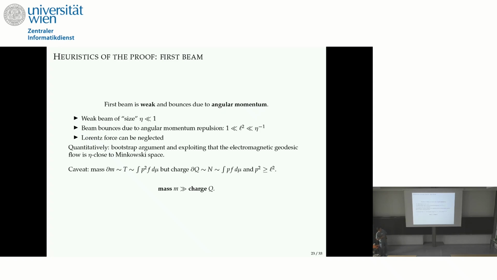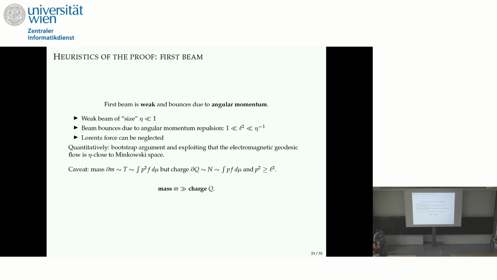The caveat, however, is that the mass which you inject will be much larger than the charge. This has to do with the fact that the mass is sourced by the energy momentum tensor, which has quadratic weights of F, and the charge is sourced by the particle flux, which has a linear weight in F. If you have large angular momentum, then the quadratic weights are always much bigger than the linear weight. This necessarily means that both are small, but the mass you inject is much, much bigger than the charge. And remember, for an extremal black hole to form, you want the mass and charge to be of the same size. So you can never use that type of beam in order to create an extremal black hole.